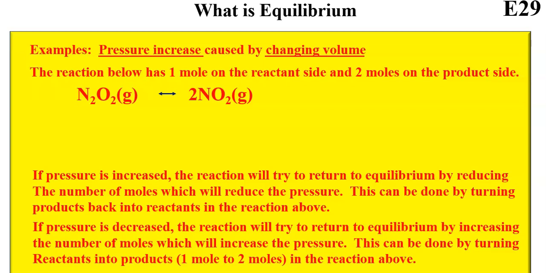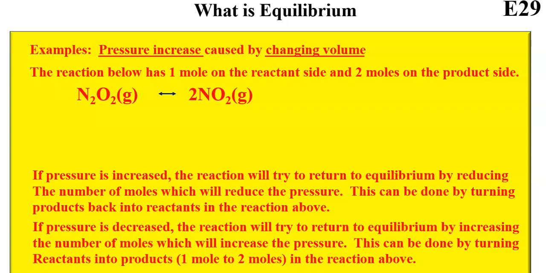Think about that. 2 moles is going to have more pressure than 1 mole because there's twice as many molecules inside of the container. So they're going to hit the sides more frequently and produce more pressure. So if you suddenly increase the pressure by squeezing down the volume, then it wants to go back to equilibrium by reducing the pressure. It wants to go back to where it was before. And the way it can reduce the pressure is by taking those 2 moles and converting them back into 1 mole. If you have fewer moles, you have less pressure. So the reaction will run in the reverse direction. It'll run from 2NO2 backwards to N2O4. That's if you increase the pressure.